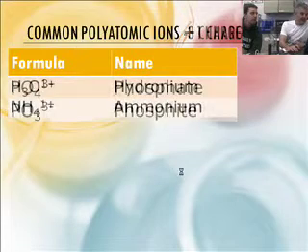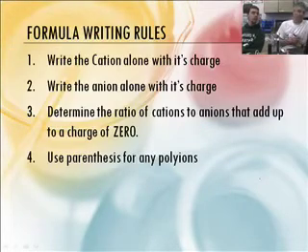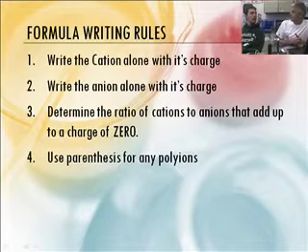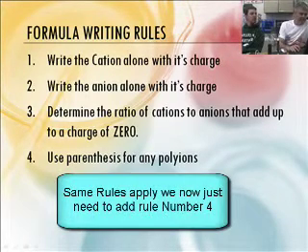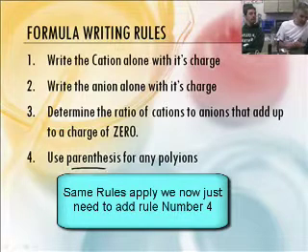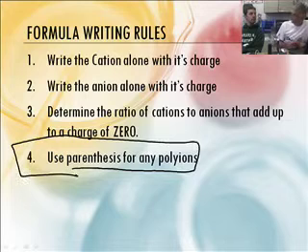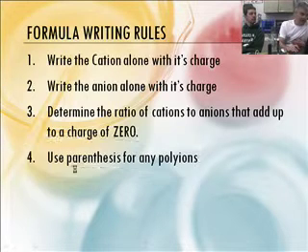All right. Let's go the other direction. Yeah, let's do formula writing. So we have the name. We need to go to the formula? Yes, same rules. Same rules. Except we've got polyions. And there's something about parentheses, right? And we actually use parentheses for any polyions. You wrote that down already, and now we're going to actually show you how it looks.